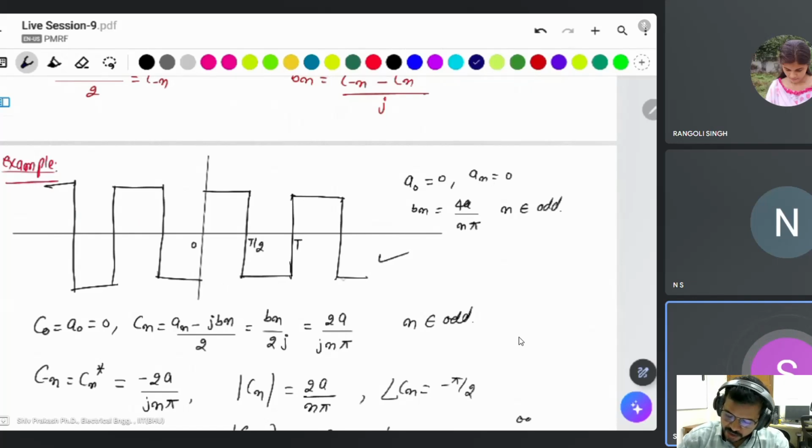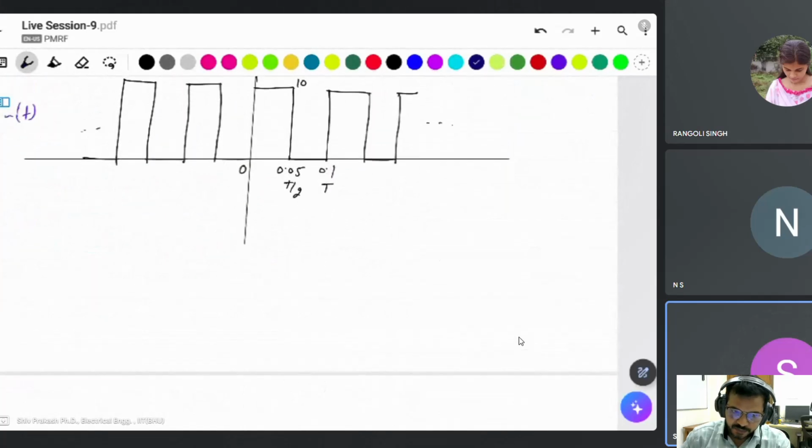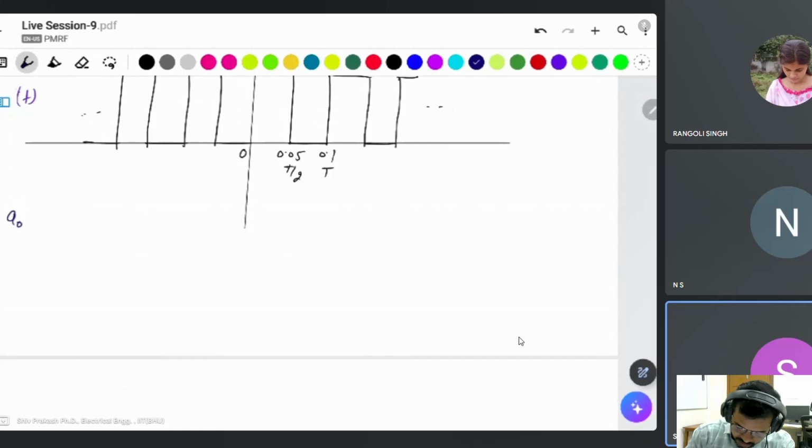But if you shift the signal upwards, then a naught is the same value which you shifted. If a 5 unit is shifted, then the a naught is equal to 5. The average value of this function is 5. Then you can say a naught of this one is equal to 5, same as this is the c naught and d naught also.